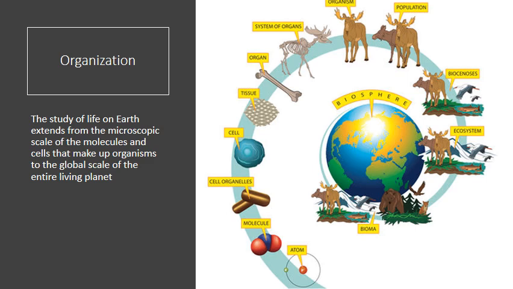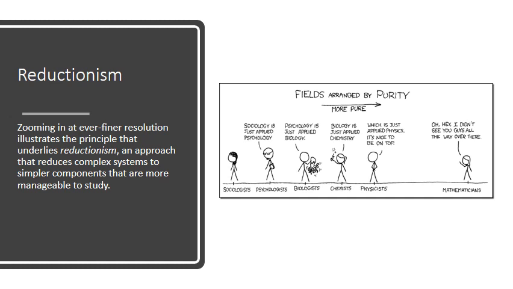Interestingly enough, life is self-organizing. Again, I do a whole lecture in Bio 102 about self-organization leading to emergent properties of life. Reductionism is where you're zooming into a finer and finer scale. So what it says is you take a complex system, a human, you guys, and you break them down bit by bit until they're really, really small. You zoom in on it.